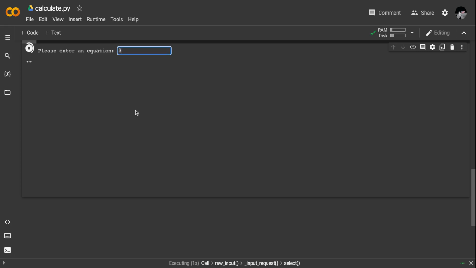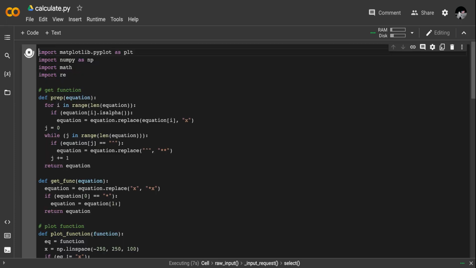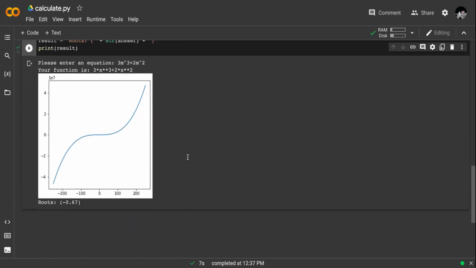And for a more complicated one, 3m cubed plus 2m squared, which should return a root of negative 2/3 and the following graph.